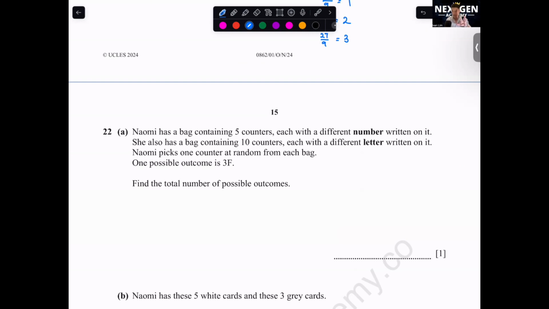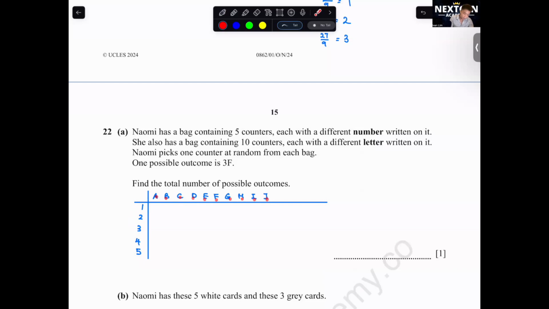Okay, so she has 5 counters. Imagine it's like 5 cards like that, 1 to 5. So let's say she has 1, 2, 3, 4, 5. What we can do is draw this thing called a possibility diagram. A possibility diagram is basically writing down everything that is a possible outcome. She has 5 numbers, then 10 letters: A, B, C, D, E, F, G, H, I, J.